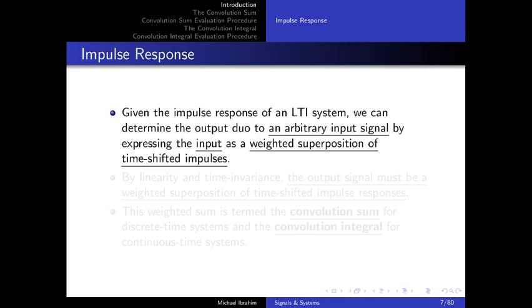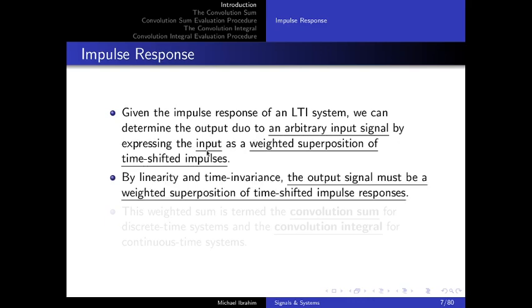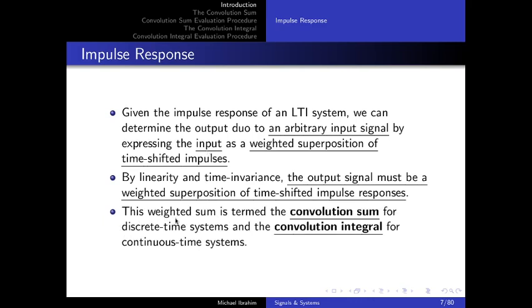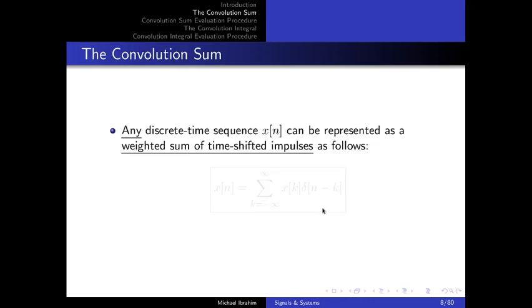But again, for an LTI system, if you know the impulse response, you can find the output for an arbitrary input, for any input. And forget about these two lines. We will discuss them in details in a few minutes from now. And basically, this will result in the so-called convolution sum or convolution integral. We will talk about this in a few minutes from now. Okay, so the convolution sum.